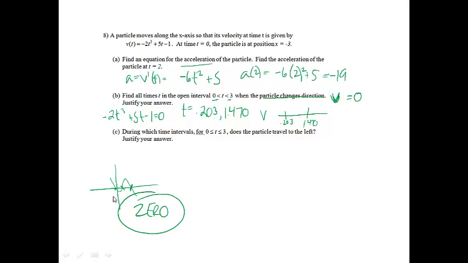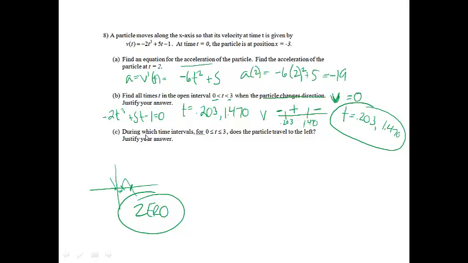Before 0.203, you'll notice that the velocity is underneath the x-axis, so those values would be negative. Between 0.203 and 1.470, the picture is above the x-axis, so all those values are positive. And then after 1.470, the graph drops below the x-axis again, so all of those values are negative. Okay, so where does the particle change directions? The particle changes direction at 0.203 and at 1.470. It was not enough just to find the values. I had to actually test them to make sure the particle actually changed direction at those points.